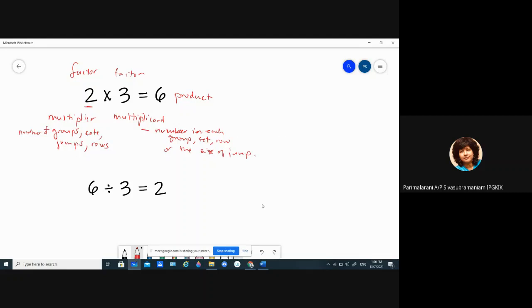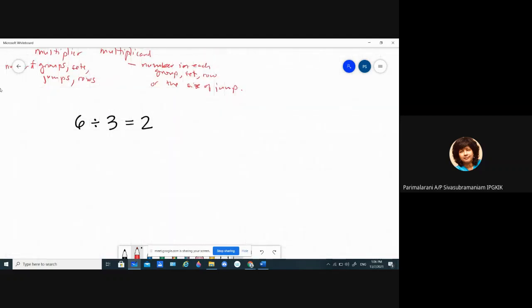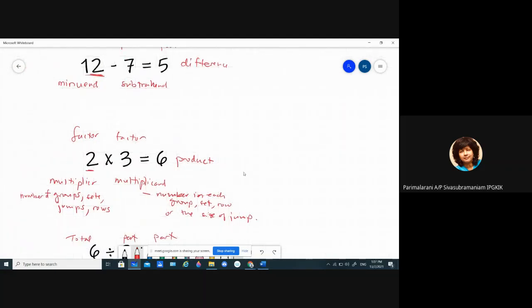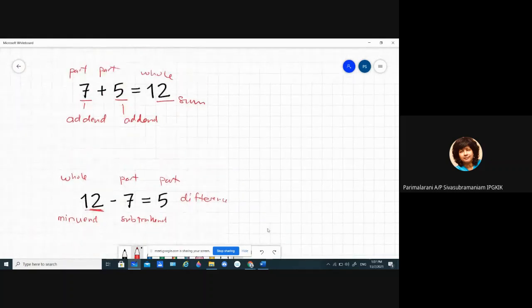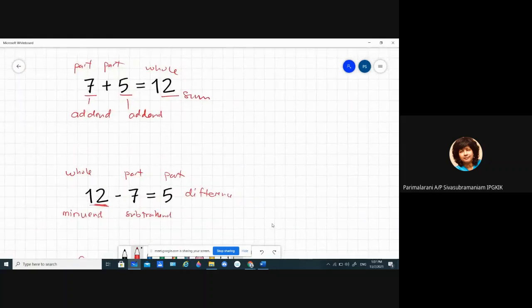And then we go on to division. Division, as you've seen just now, this is the dividend. The second number here is the divisor, and your answer is the quotient. Division, like subtraction, this is the total. We start with the total, one part is given, and we find the other part. We can see from here that division and multiplication are related to each other, and subtraction and addition are related to each other.